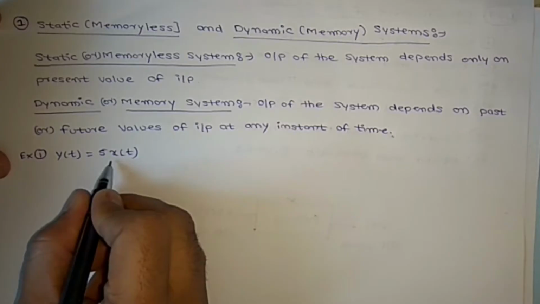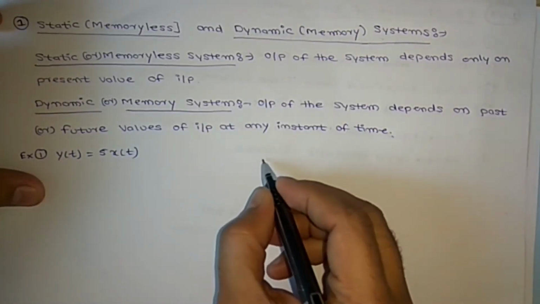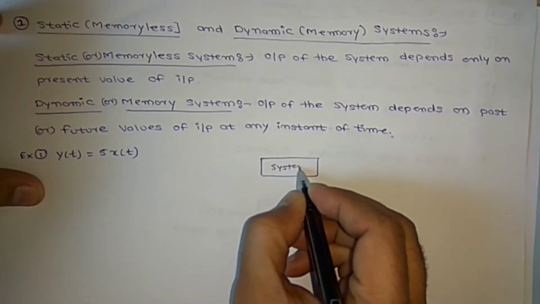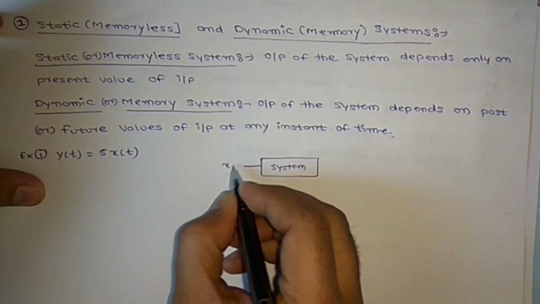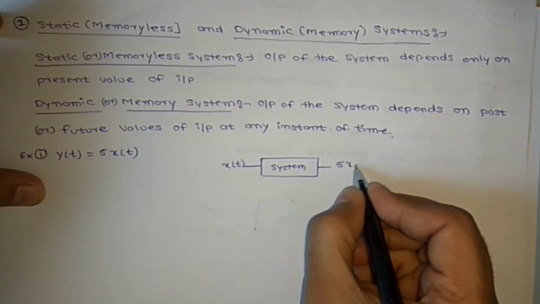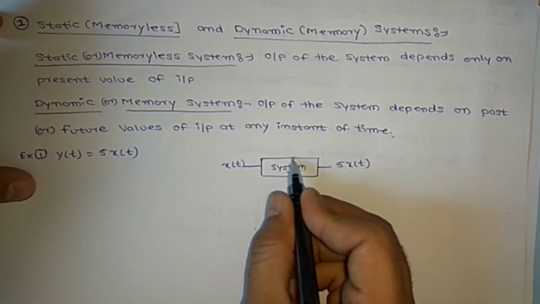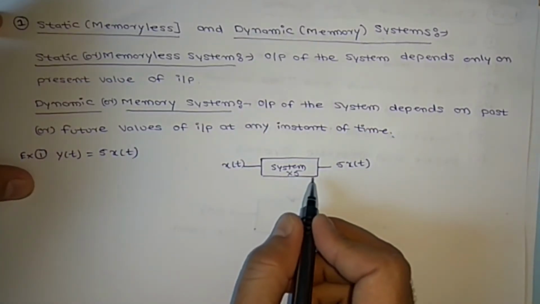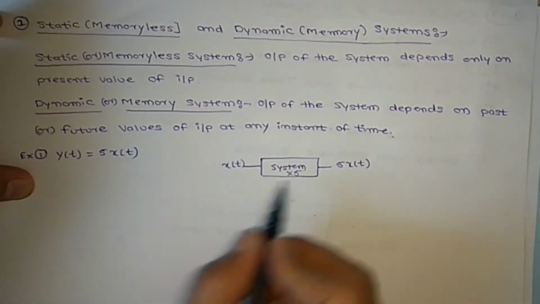y of t equal to pi x of t. So what does this mean? We have one system. For this system, I have given input x of t. I got output pi x of t. What is it doing? The system is multiplying by pi. So is this a static or dynamic system?